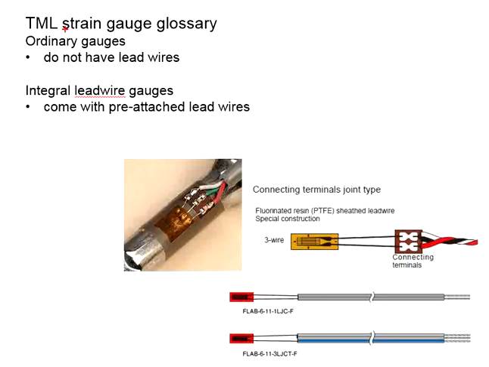Next, we talk about the ordinary gauge and integral lead wire gauges. What does it mean by ordinary gauge? That means the strain gauge comes without any wire. As for the integral lead wire gauge, that means the strain gauge comes together with the lead wire.